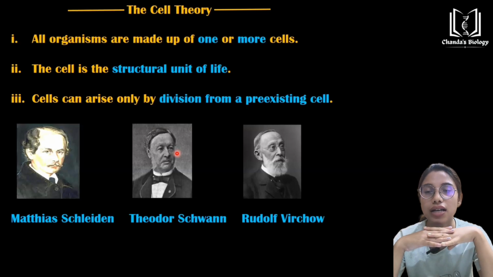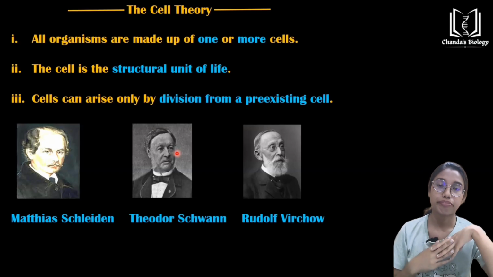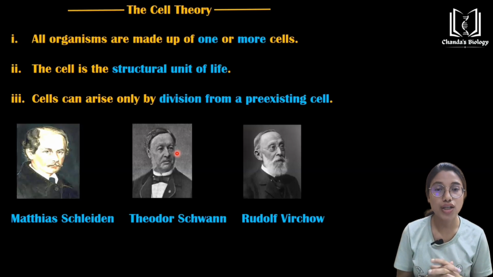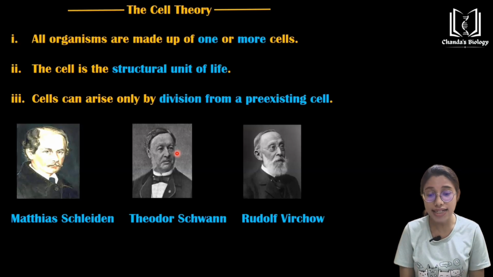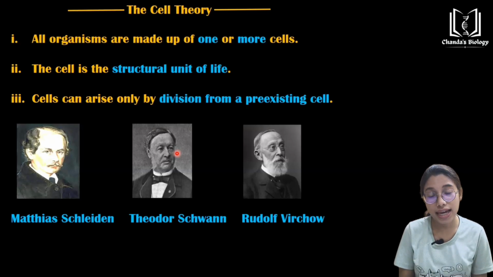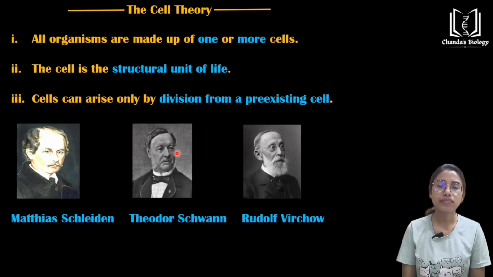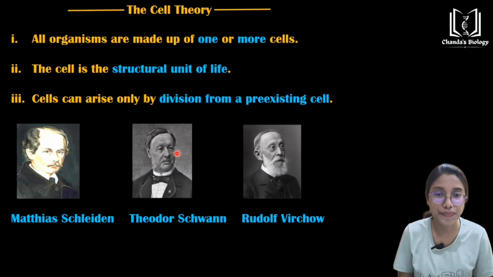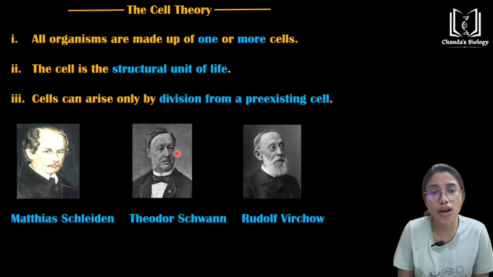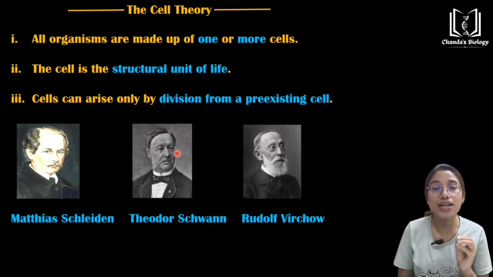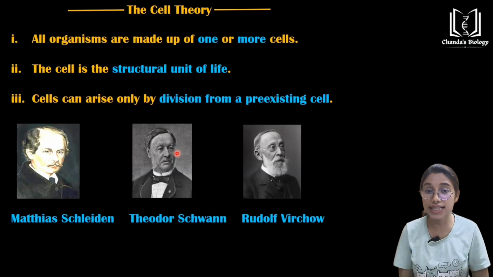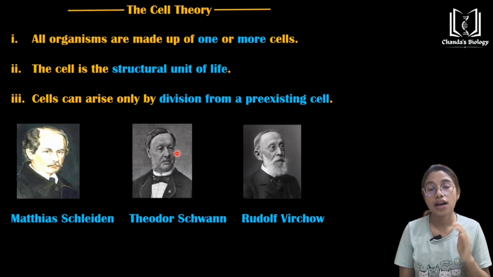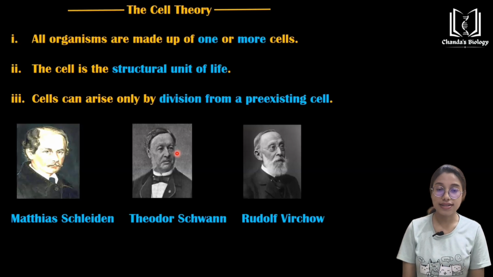Another part of the cell theory was that the cell is the structural unit of life, meaning that cells combine and make the structure of an organism. About 15 to 16 years later, another scientist, Rudolf Virchow, as you can see his image, in around 1855, gave a cell theory that was very shocking. He said that cells can arise only by division from a pre-existing cell. A cell must have existed, and then after the division, another cell arises.